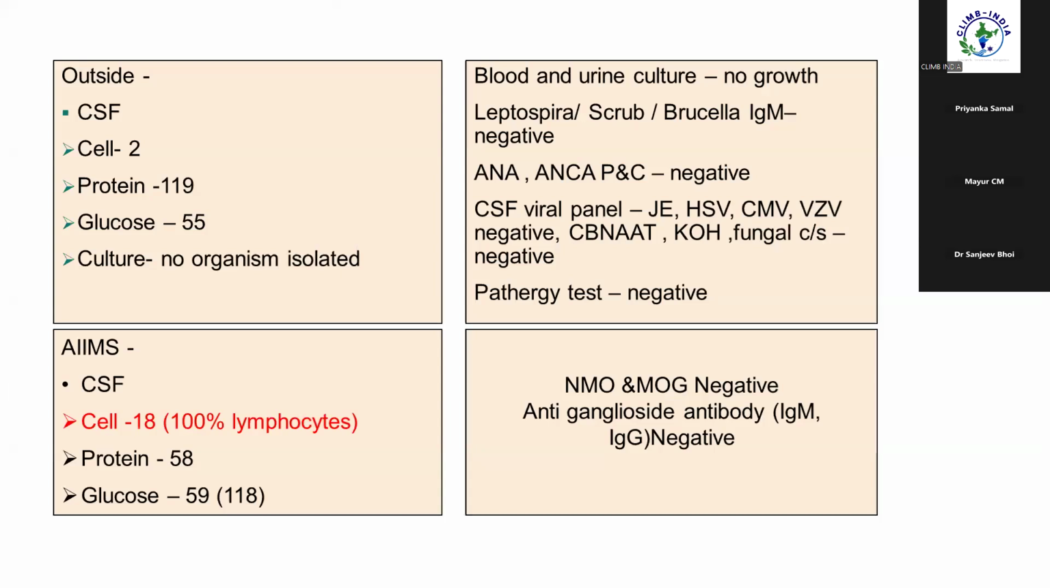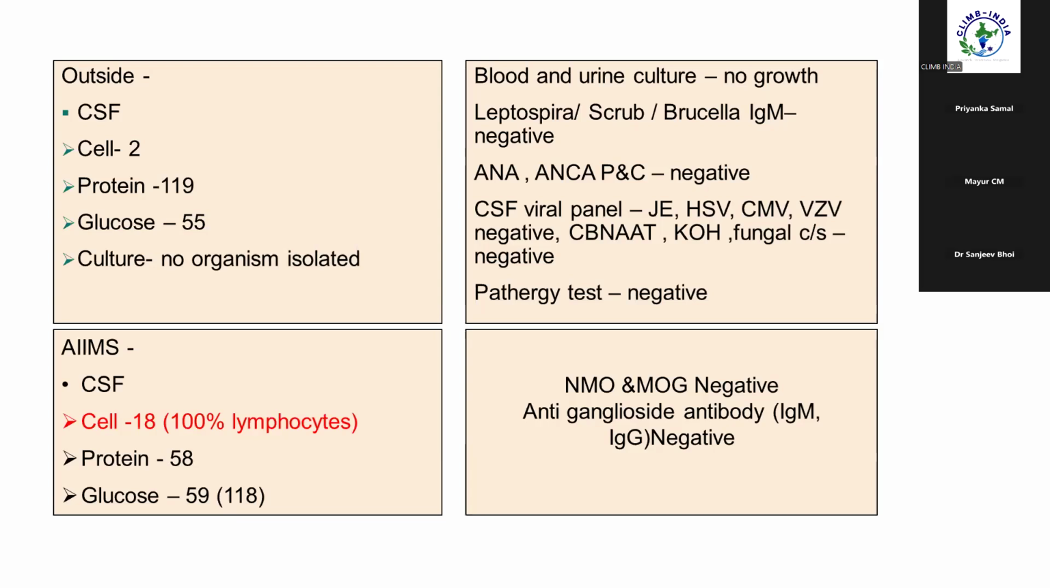Outside, before coming here, the patient was evaluated and his CSF showed 2 cells with a protein of 119 and glucose of 55, but they could not isolate any organism from the culture. After coming here, the inpatient evaluation CSF showed 18 cells, 100% lymphocytes, protein 58 and glucose 59 upon 118.